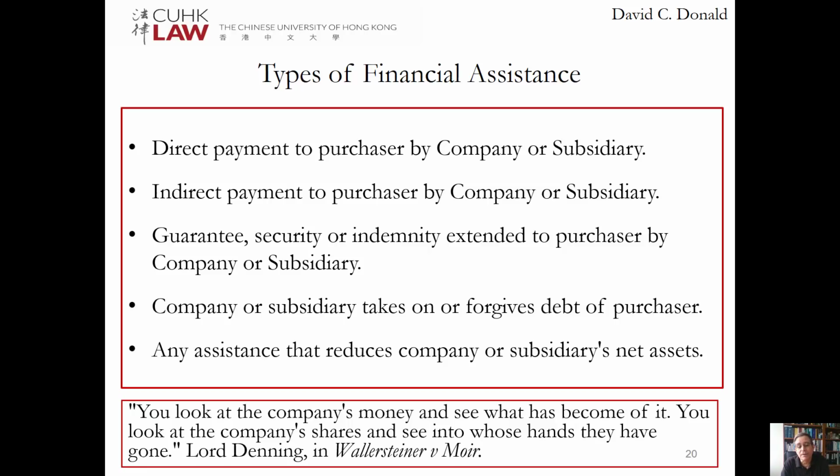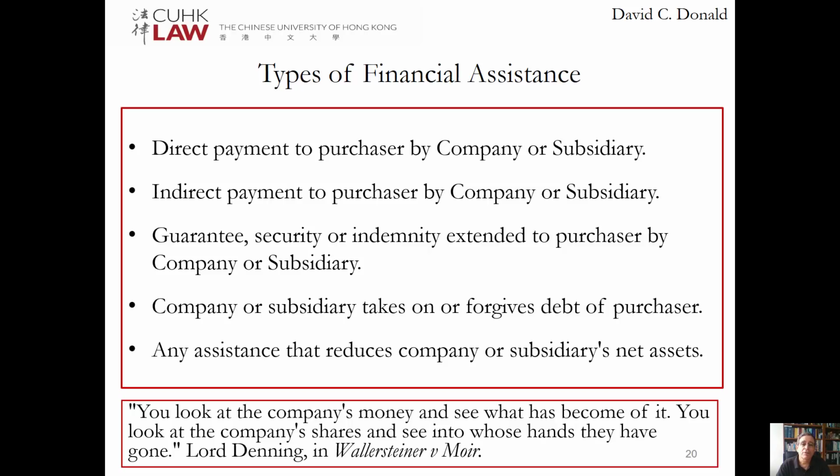And so then the next thing your client asks for is, what if we do something after the fact? How about if we somehow facilitate it without making a direct payment, without making an indirect payment, without providing an official guarantee or security? And your idea is to forgive the debt at a later point, where a purchaser buys shares of the target and does not pay for those, and then we have a forgiveness of debt owed by the bidder for the target company, and that also now is prohibited. And we also have a catch-all, which is simply that any assistance that reduces the company or its subsidiaries' net assets could be financial assistance.